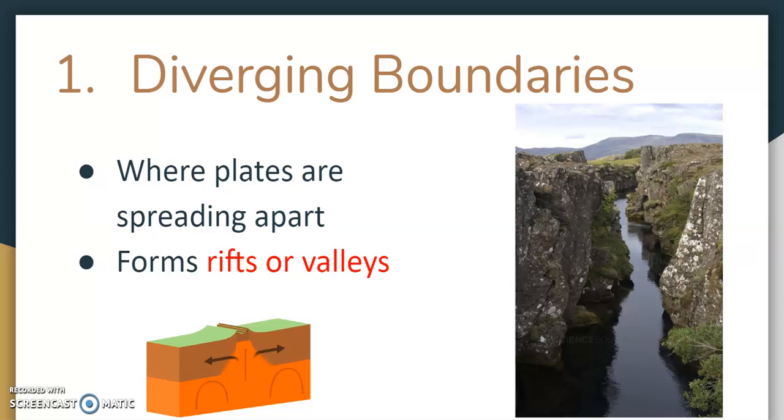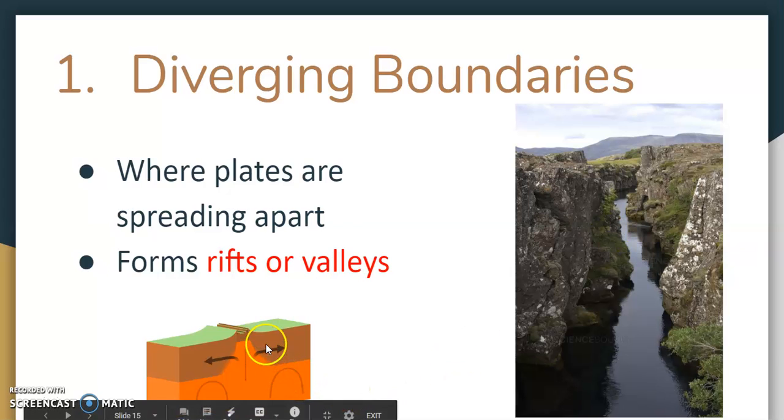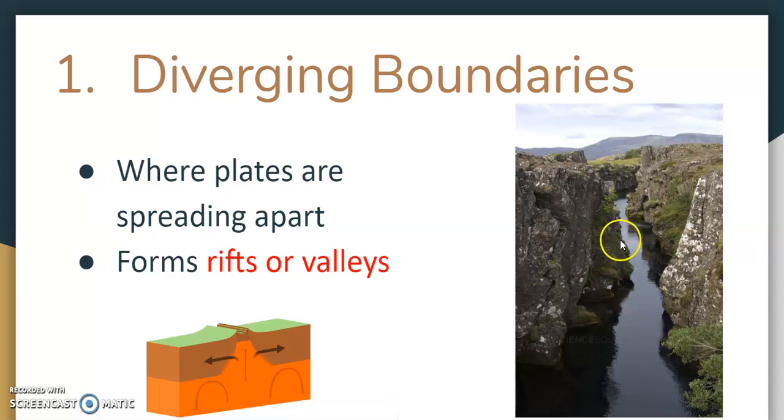So diverging boundaries is where the plates are spreading apart. It tends to form these big rifts and valleys. So you can see the little diagram here. The brown is the plates, the red is the magma, and here's the rift. As these two things move apart, they're actually causing a giant rift in the Earth. So don't fall in. Or do if you know what you're doing, but usually you don't, so please don't jump into that rift.